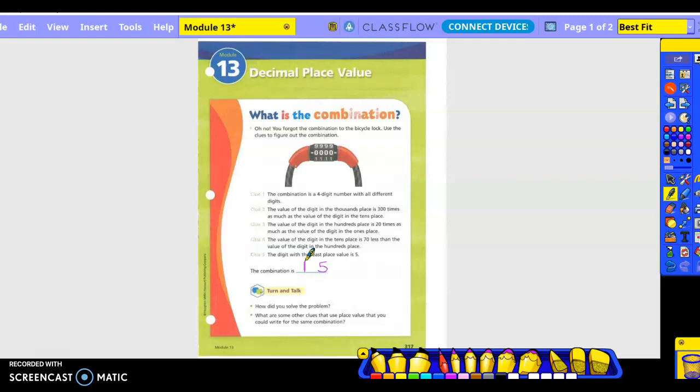Then going back to the value of the digit in the tens place is 70 less than the value of the digit in the hundreds place. So 30, but it's already in the tens place, so it's just 3. Okay, and then it says that the value of the thousands place is 300 times as much as the tens place. So what is that? Well, that would be 9,000, but we're already in the thousands spot, so it would be 9. I guess we don't need the comma. That's just the combination, right? 9, 1, 3, 5.